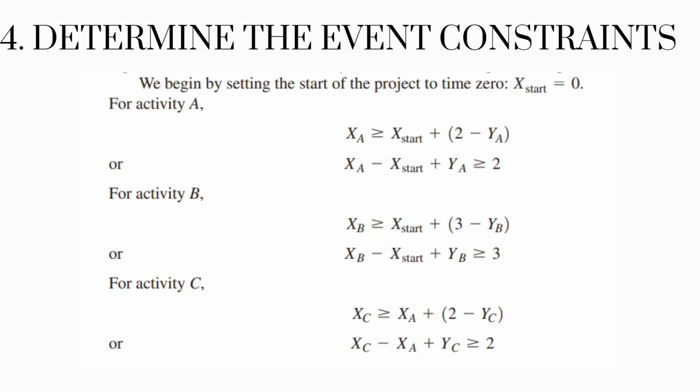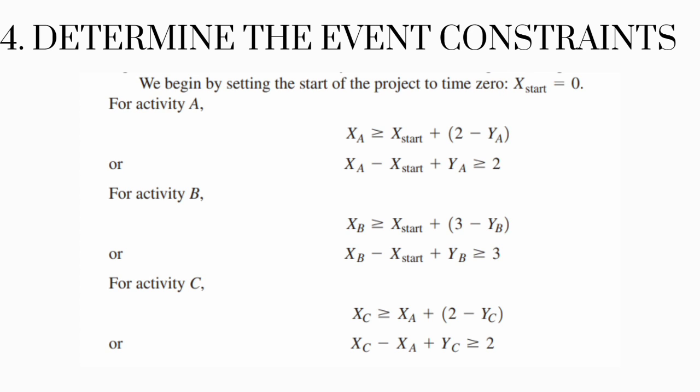Here are the event constraints for each of the activities. We begin by setting the start of the project time to 0, so x sub start is equal to 0. For activity A, we have x sub A is greater than or equal to x sub start plus 2 minus y sub A. These values are also taken from table 12.9. And when we simplify it by isolating the constant, x sub A minus x sub start plus y sub A is greater than or equal to 2.